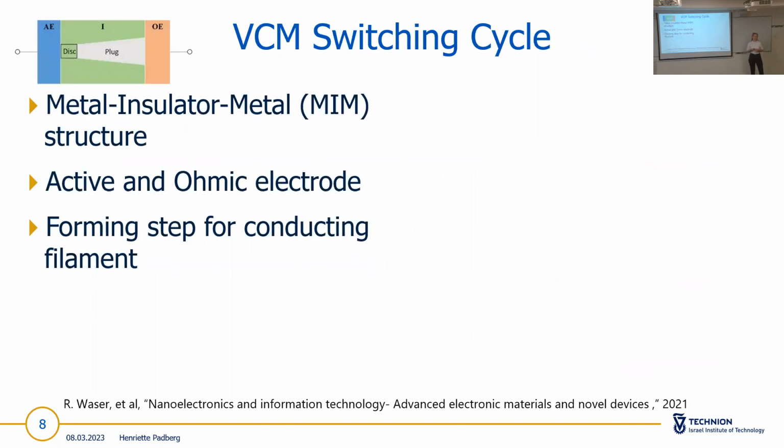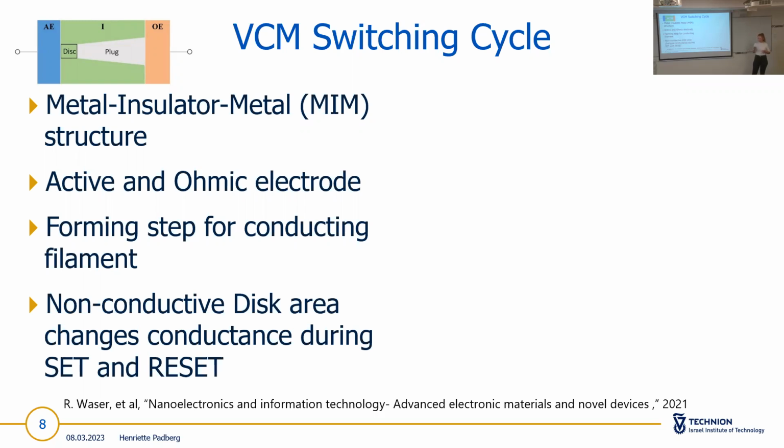So a bit more about now the actual switching cycle. Here you can see the structure. It's the metal insulator metal structure of the cell, and you have an active electrode, an insulator layer, and an ohmic electrode. And in the insulator layer, after the forming step, there's a conducting filament consisting of a plug and a disk area. The plug area is conductive, and the disk area is non-conductive. And in a process called set-reset, we can change the conductance of the disk area so that the conductance of the cell also changes.